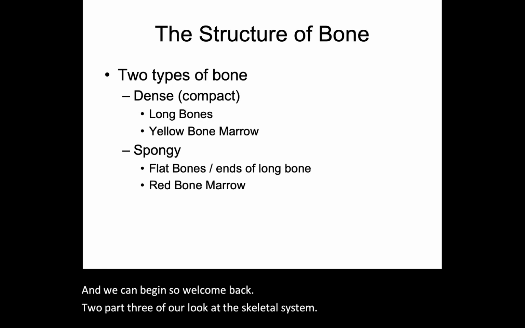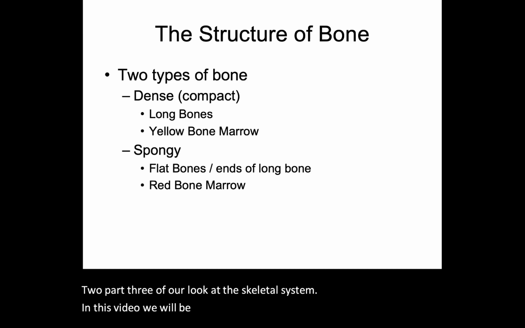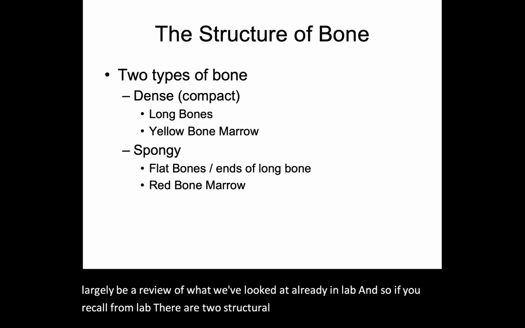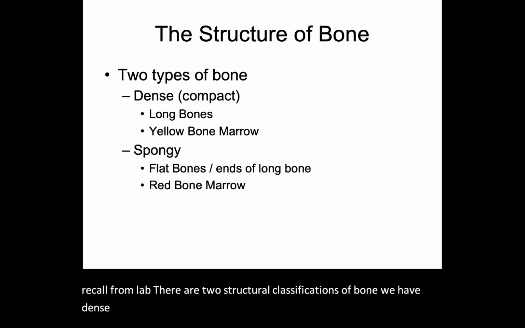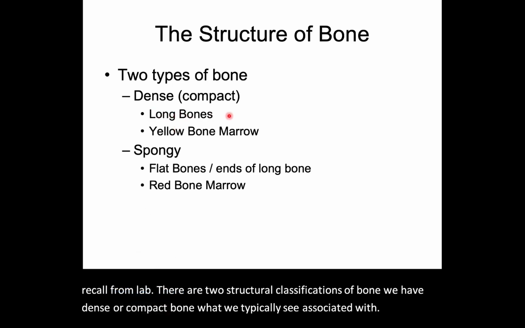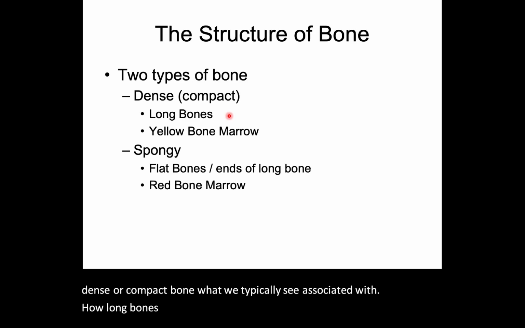In this video we will be focusing more on the structure of bone, which will largely be a review of what we've looked at already in lab. And so if you recall from lab, there are two structural classifications of bone. We have dense or compact bone, what we typically see associated with long bones. And so we're dealing with the shaft, or that elongated portion of the bone.